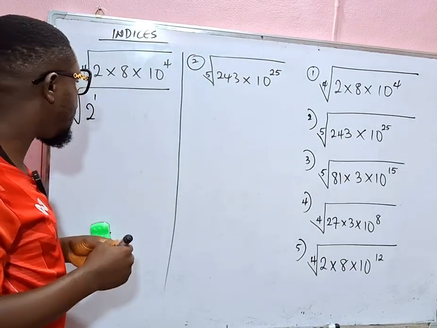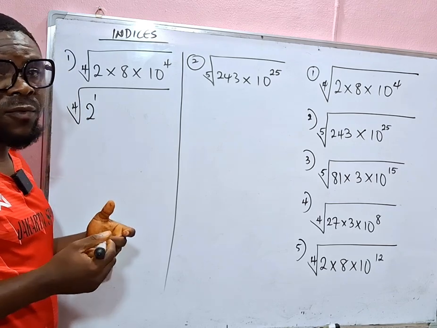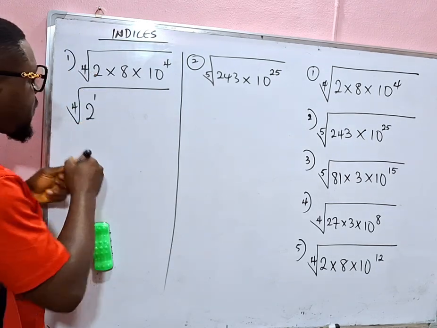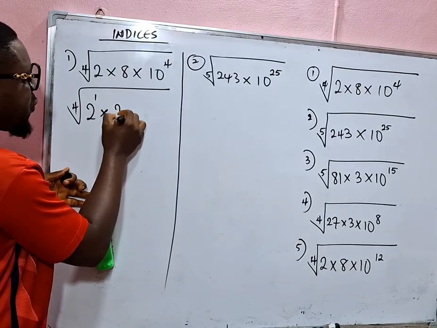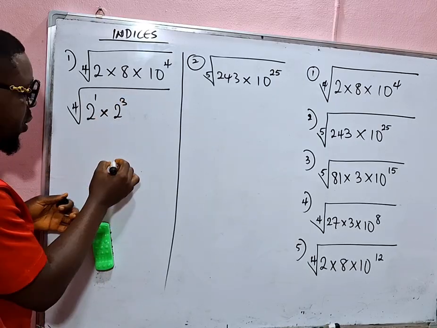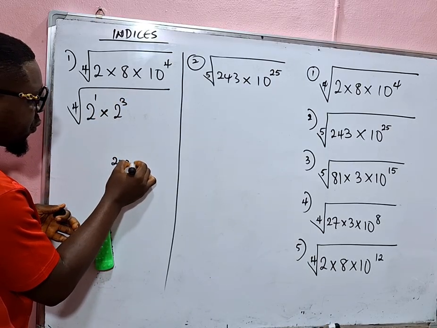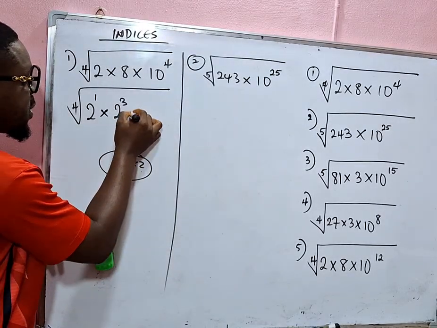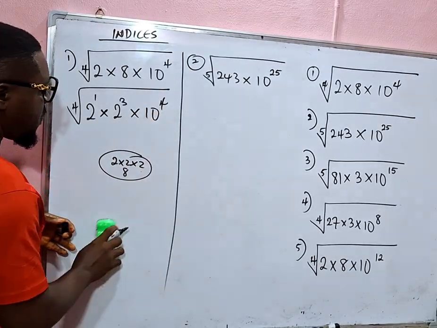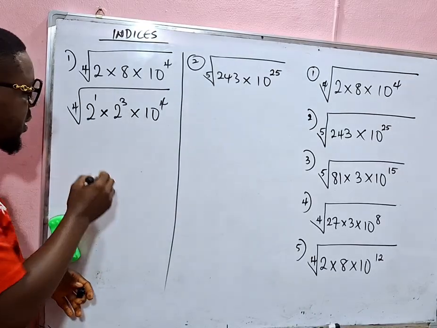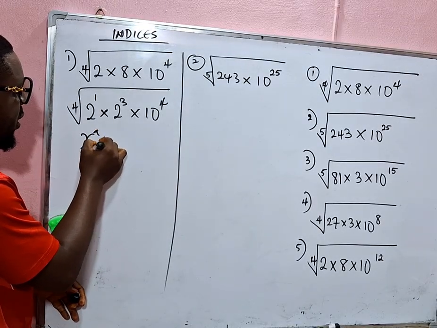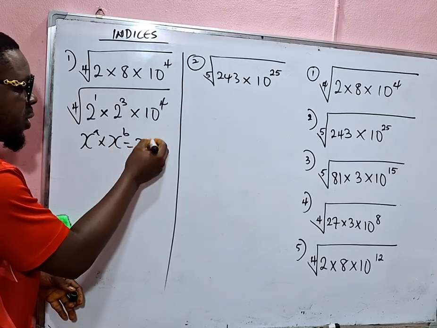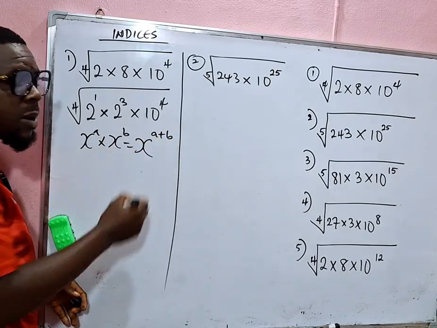When you have a number on its own, you can have an invisible power of 1, because 2 power 1 will still give us 2. I can change 8 to 2 to the power of 3, because if I multiply 2 times 2 times 2 into 3 places, it will give me 8. Then times 10 to the power of 4. Now we have a law of indices that says that when you have x to the power of a times x to the power of b, for multiplication, you pick one of the base, then you add their powers.